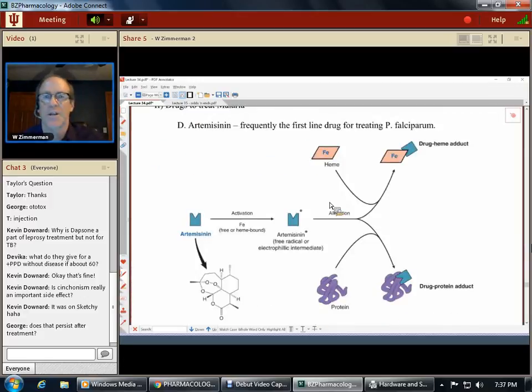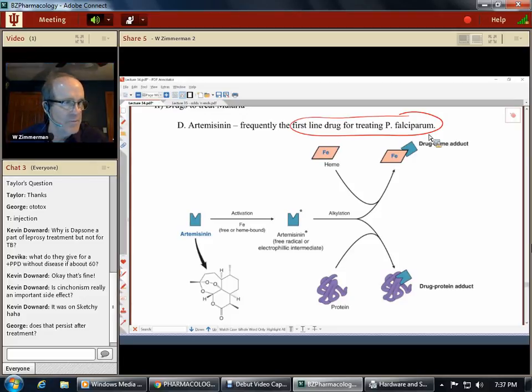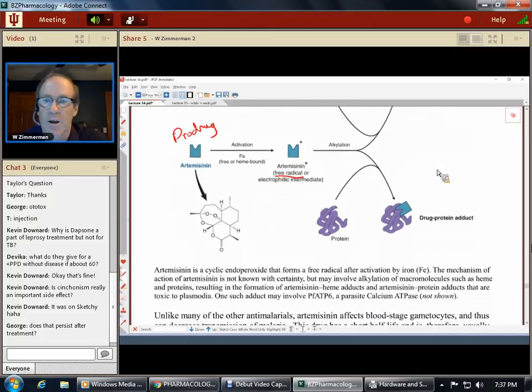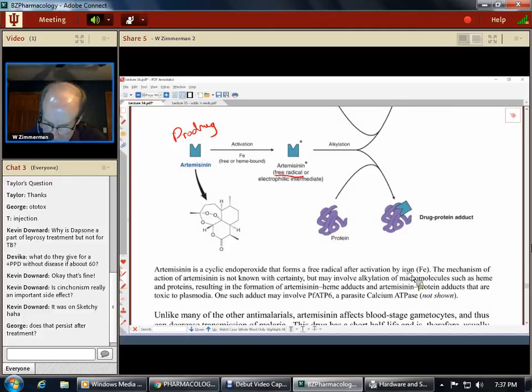Okay, artemisinin, kind of wild drug. It's frequently the first-line drug for treating the falciparum, which is the worst form, of course, of malaria. This compound, we're not quite sure what it does. It does form this free radical. It has to be activated. So it's a prodrug. As I say down here, it has to be activated by iron. And once it's this free radical, it's going to alkylate.